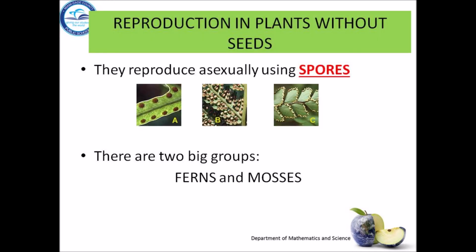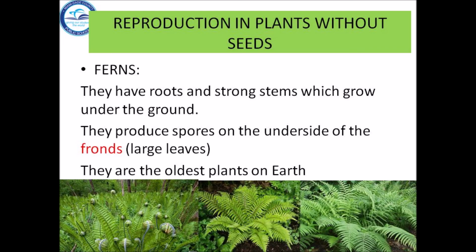Let's talk now about reproduction in plants without seeds. Remember, these plants reproduce asexually, using spores. There are two big groups of plants that use spores to reproduce: ferns, helechos, and mosses, musgos.